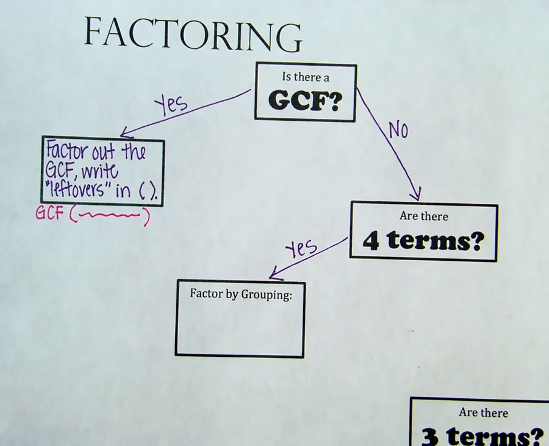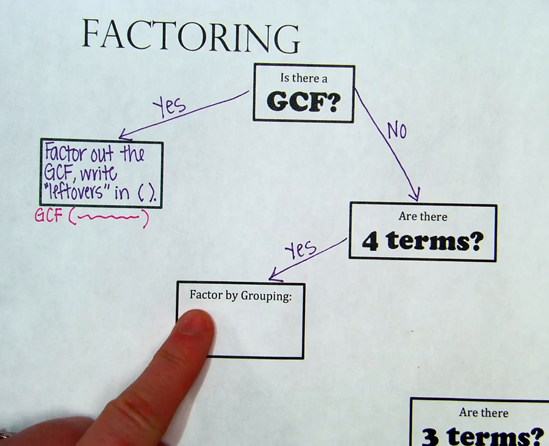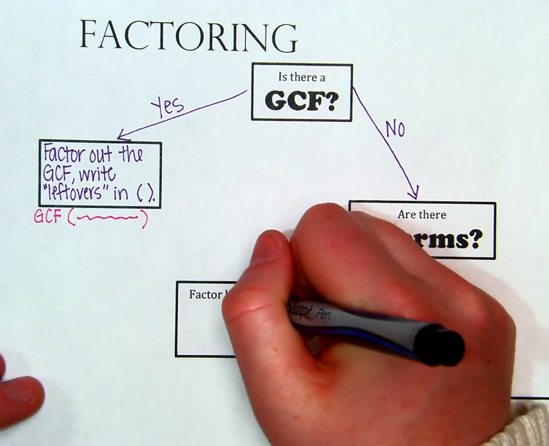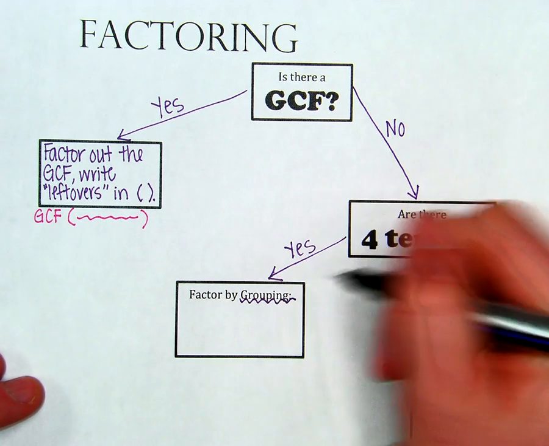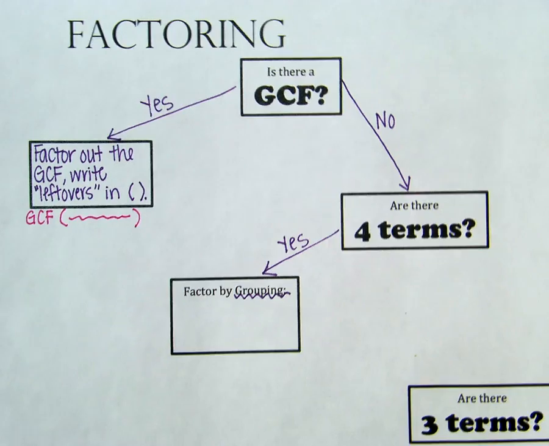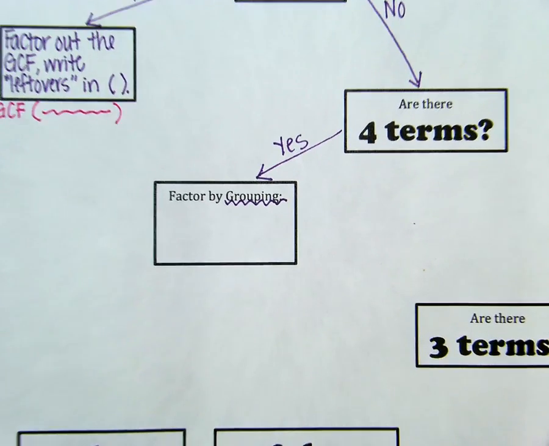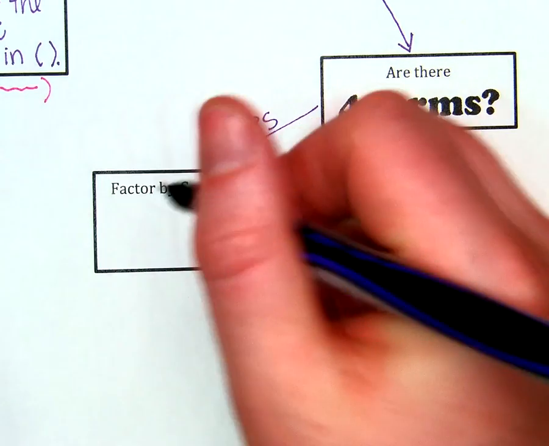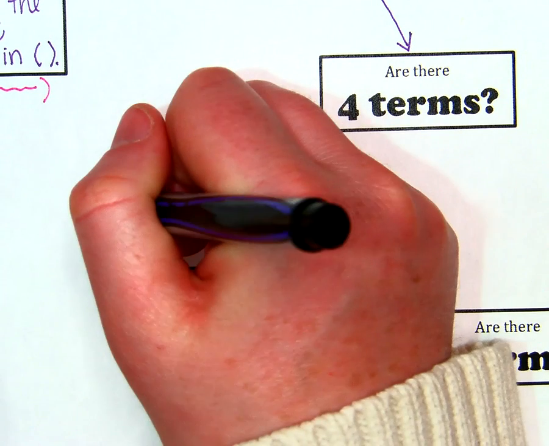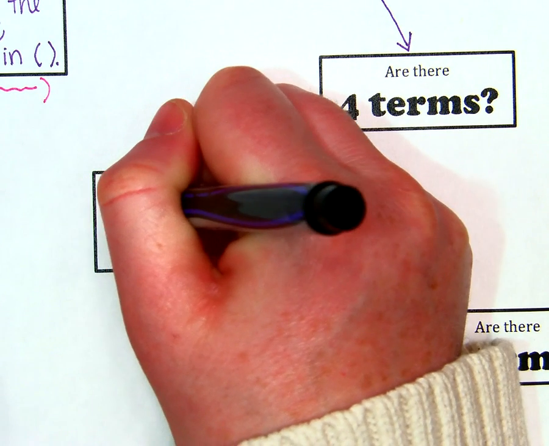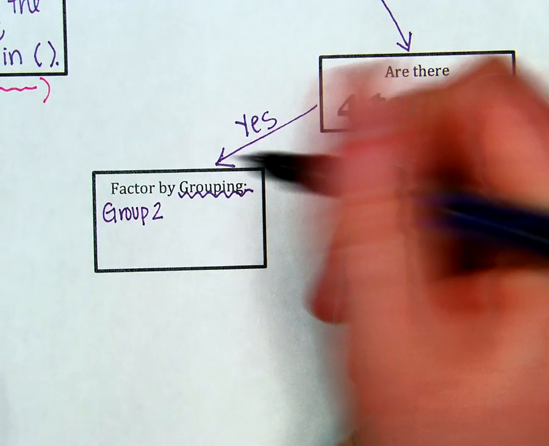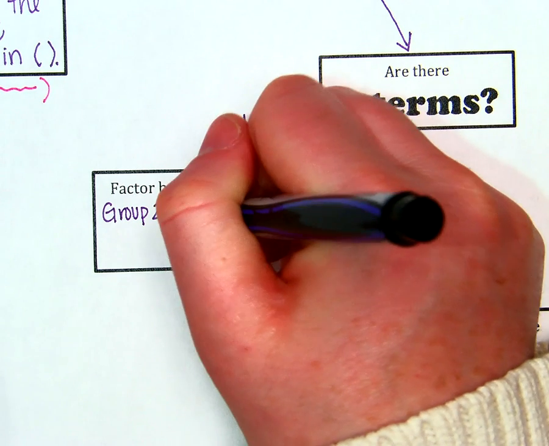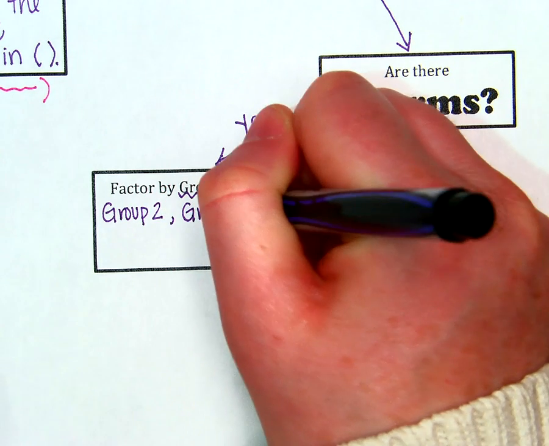If there are 4 terms, then you have to do something called factor by grouping. So I want you to underline where it says grouping right here, because that's a specific factoring process. And I'll zoom in on this for you as well. So grouping, what that looks like is there's going to be 4 terms written out. You have to group the first 2 together. So I want you to write group 2, and then you group the other 2 together as well. So I'm going to write group 2 and group 2.